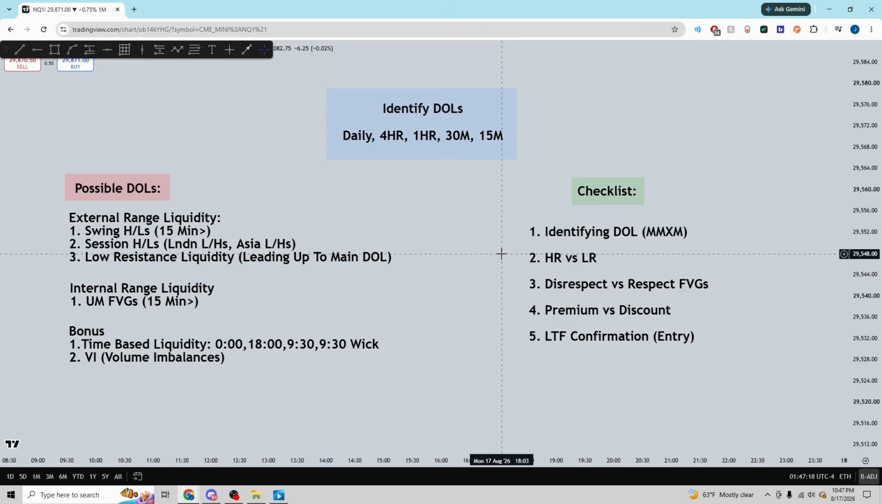Second, you want to identify high resistance versus low resistance. Third, you want to see, are we disrespecting or respecting bullish or bearish fair value gaps? This is how you can set your high time frame scenarios. Fourth, we're going to go into premium and discount. And finally, how we can take a low time frame confirmation entry towards the possible DOLs that we have identified throughout the day.